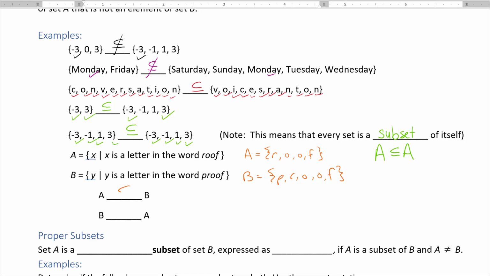So is A a subset of B? Well, it sure is. Every single letter in A is also in B. Okay? Is B a subset of A? Well, B is not a subset of A because B has an extra letter P that is not in A. So A can be a subset of B, but B is not necessarily a subset of A in this particular case.